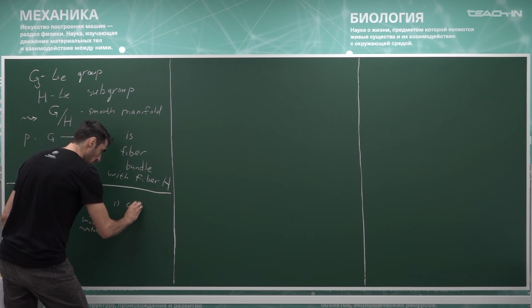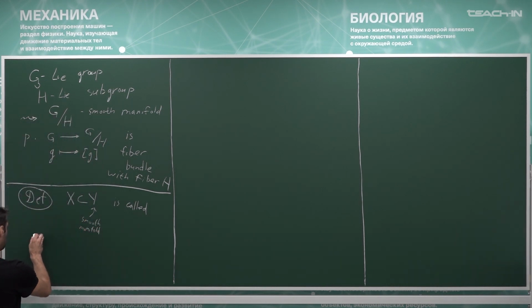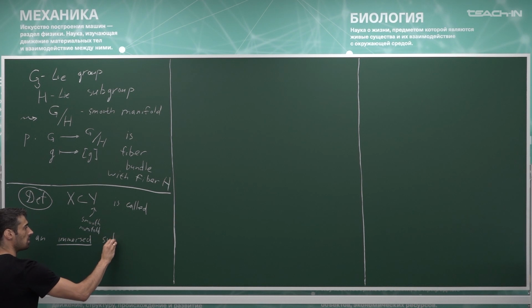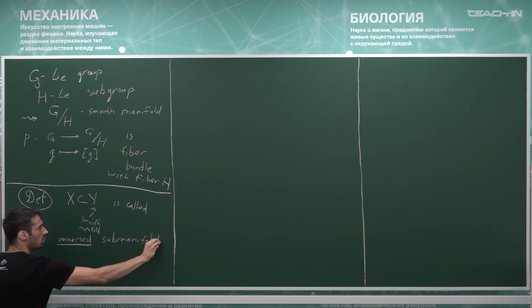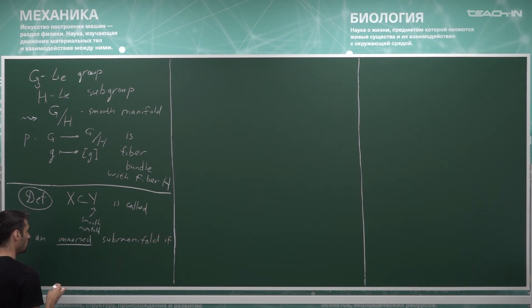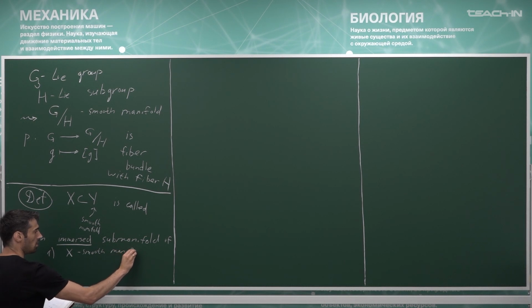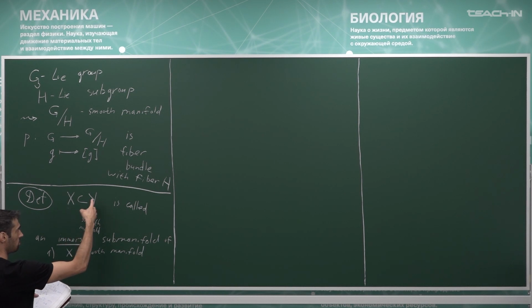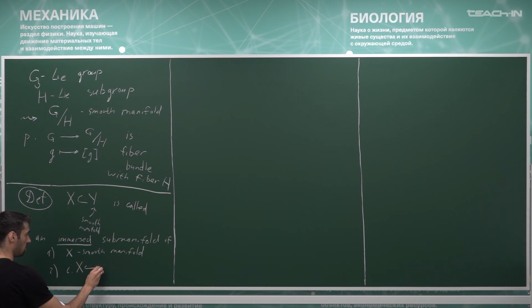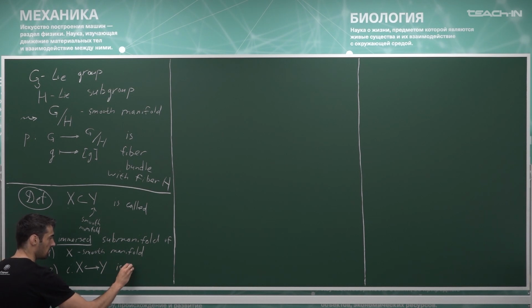an immersed submanifold if, first of all, X is itself a smooth manifold, but what's important, not necessarily in the topology which comes from Y. So maybe with some different topology, not the subset topology. And second, the inclusion map of X into Y is an injective immersion.